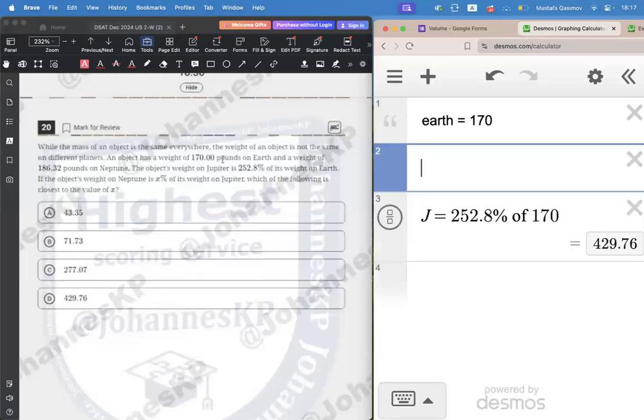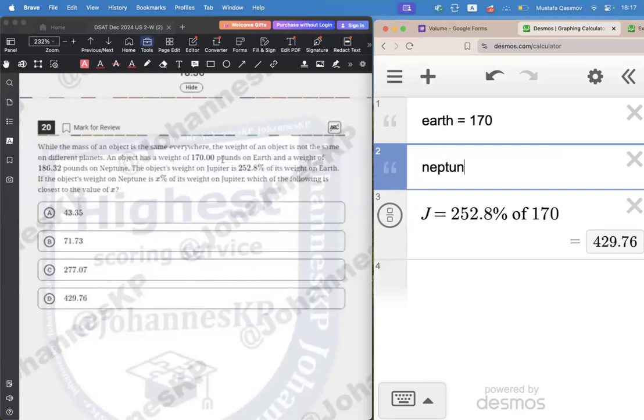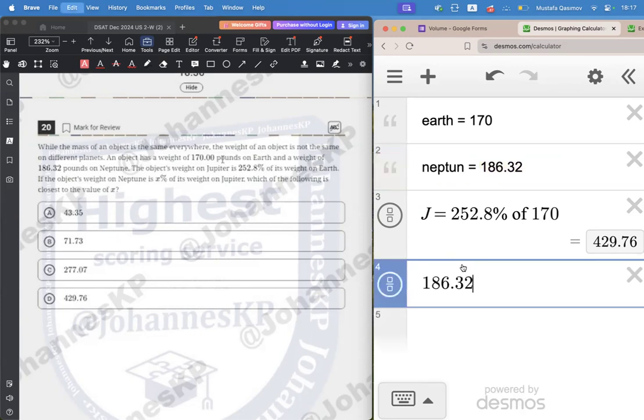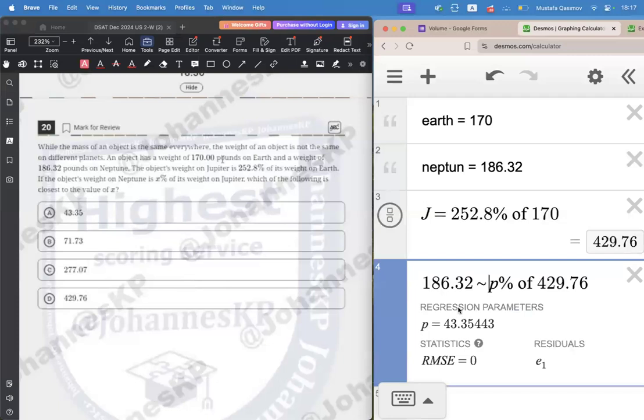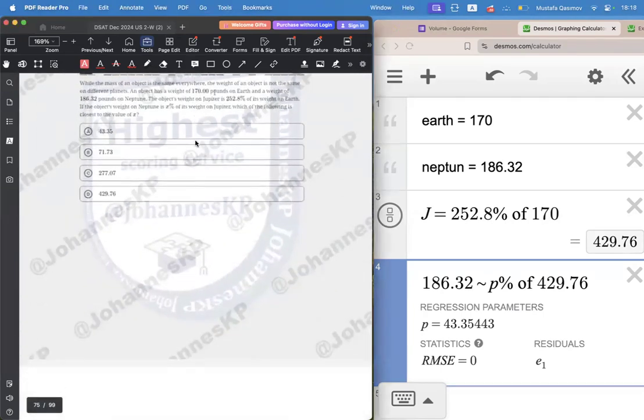And it also says that at Neptune it is equal to 186.32. Then say Neptune 186 is equal to, let's say, p% or x1% of Jupiter, and Jupiter is equal to 429. Answer is 43.35, so it is A. Any question? Okay.